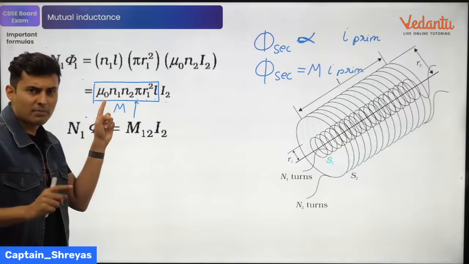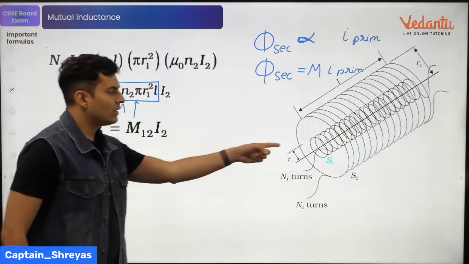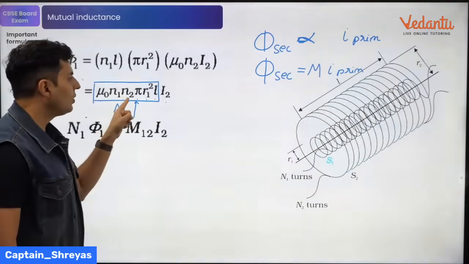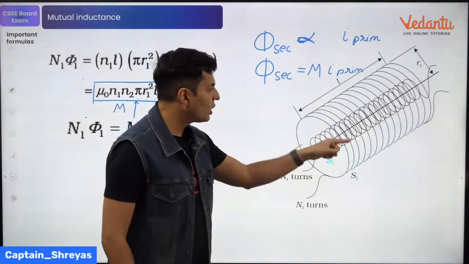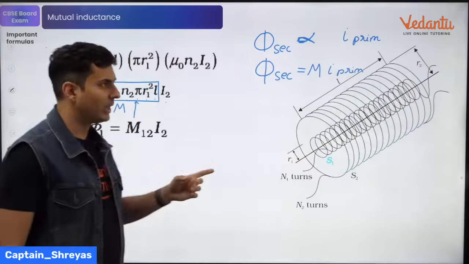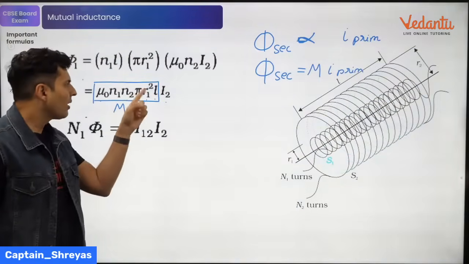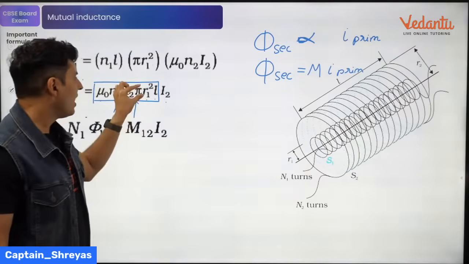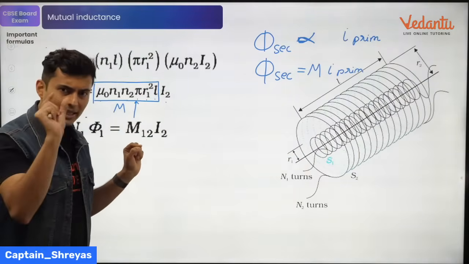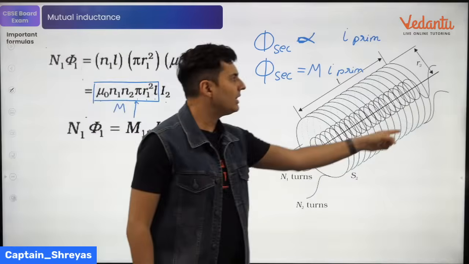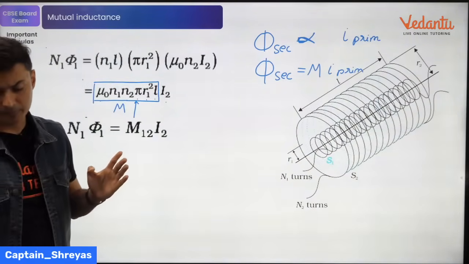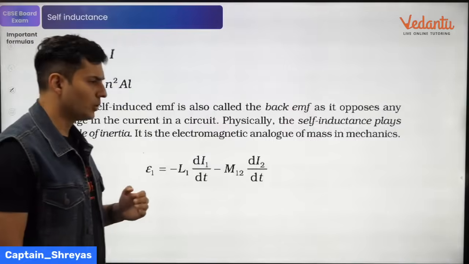Now, what is mu naught? Permeability. What is N1? Number of turns per unit length in the first coil. What is N2? Number of turns per unit length in the second coil, the outer coil. Pi is pi. What is R1? R1 is the radius of the first coil, the inner coil. L is the length of the coil. So that gives you the mutual inductance formula. Okay, that's something which you should know.